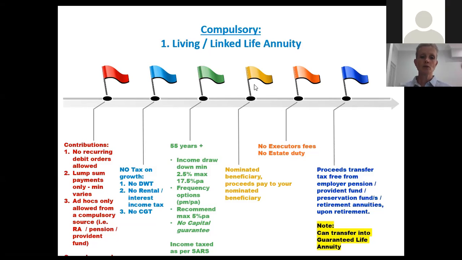So a lot of people are commuting their RAs to be able to get out of Reg 28 in order to have that diversity to invest offshore. There is a nominated beneficiary, so the proceeds will pay to a beneficiary. Again, they can have it as a lump sum or as an income, which is quite nice. It gives them a bit of flexibility, the person who inherits the money.